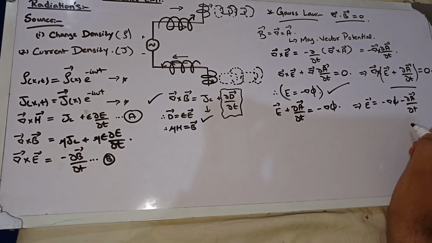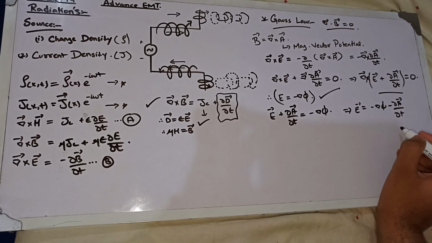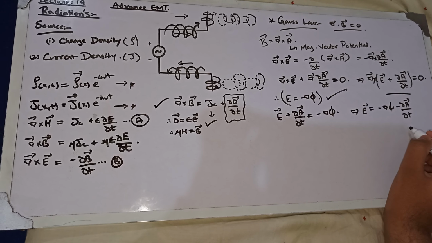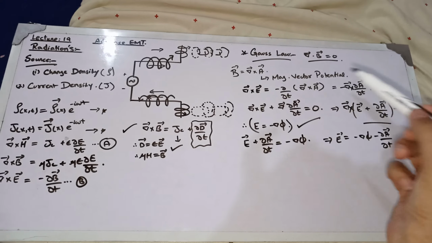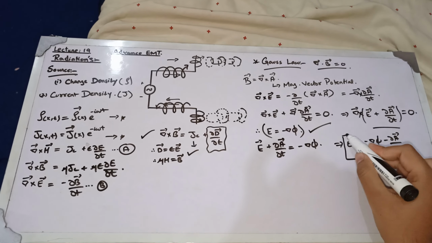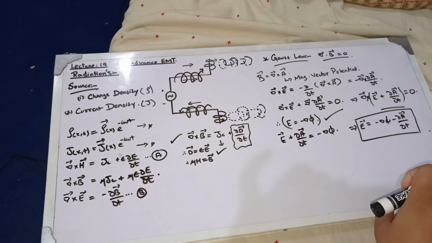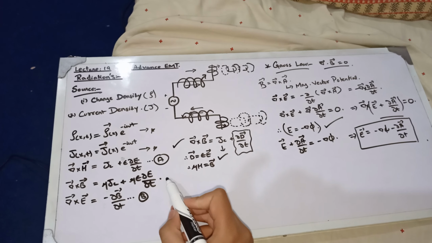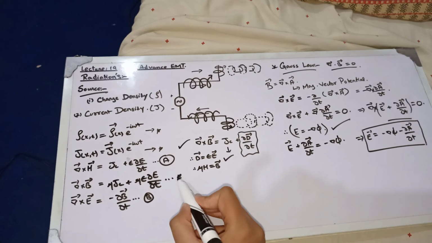Now what you have to do is put the values of B and E. As you know, the value of B is del cross A, and the value of E is what we just found here. You have to put these in the equation which I wrote here, this equation.